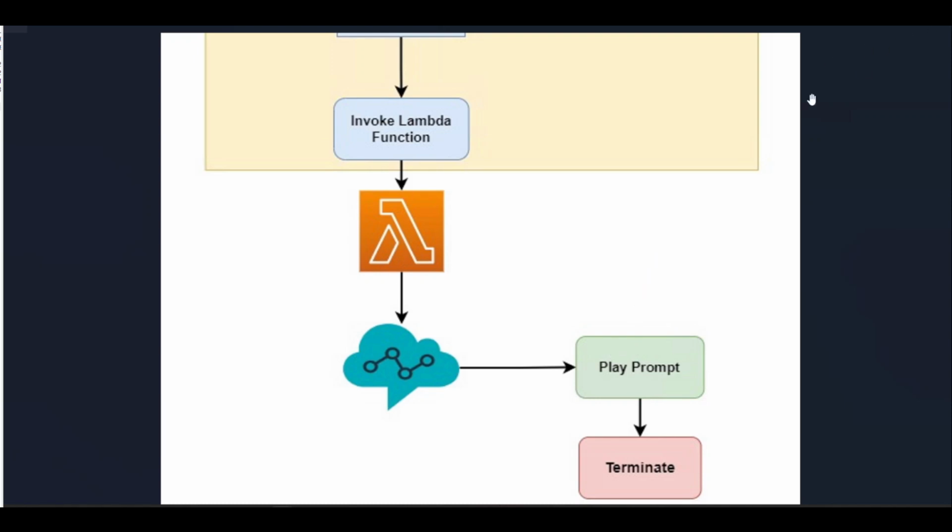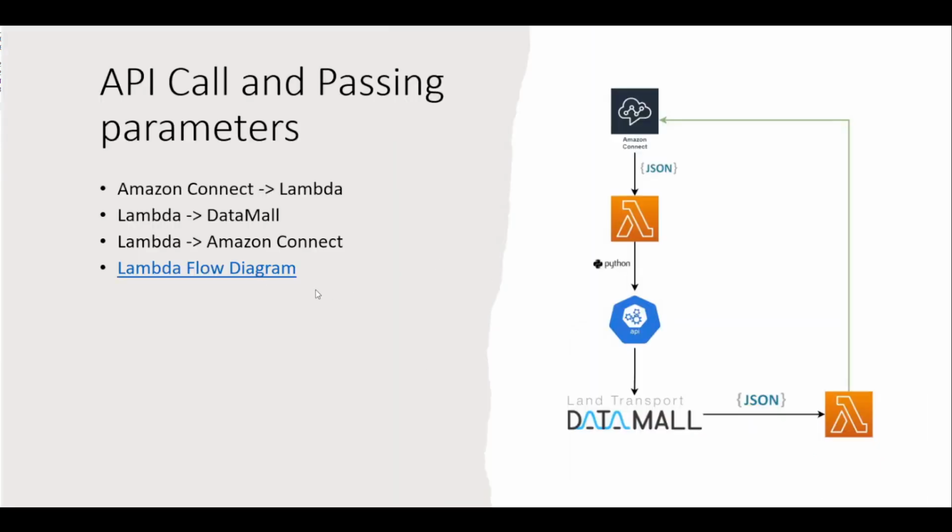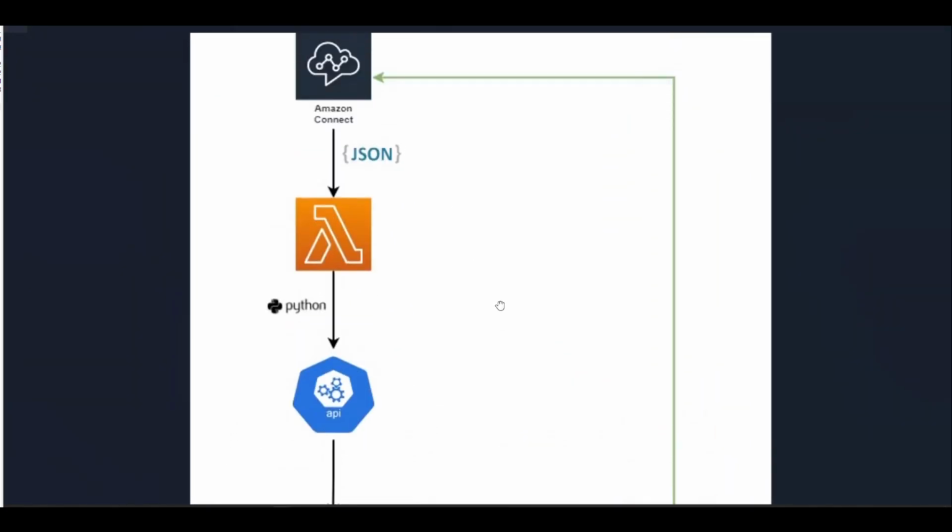So let's talk about the Lambda integrations. This image is clearer. In this case, first I'm invoking the Lambda from Amazon Connect, then from Lambda to DataMall, which is the API provided by the Land Transport Authority of Singapore. From the Lambda function, once we get the result from DataMall, I'm manipulating the data into whichever format I like. From the Lambda, again I'm passing it back to Amazon Connect. Just give me a moment so the picture will be clearer.